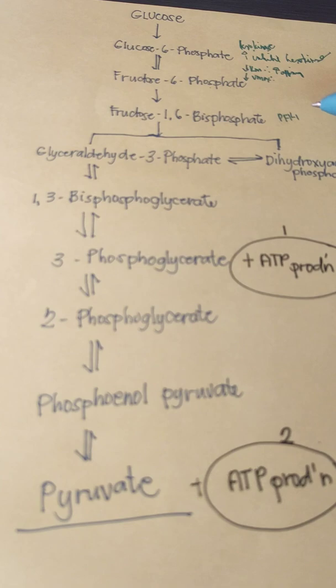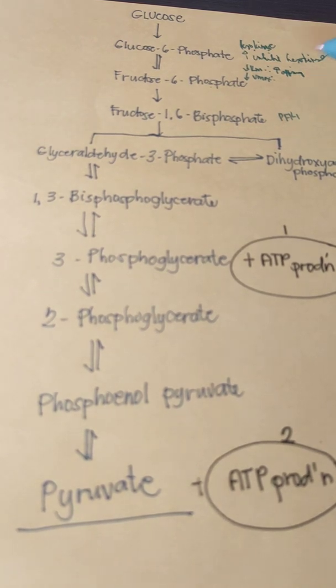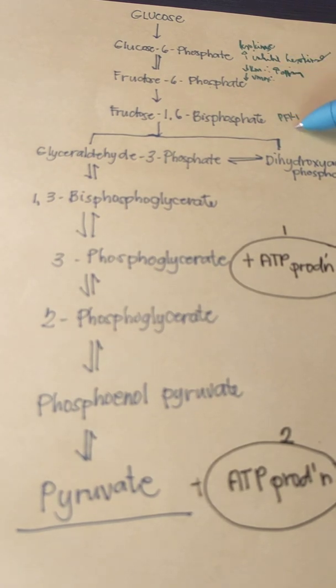Your PFK1, however, is inhibited by an increased level of ATP as well as an increased level of citrate. Okay? Inhibited. So when there is ATP, the PFK1 will recognize that it no longer needs ATP because there is already plenty. So, increased ATP and increased citrate could inhibit the performance of your PFK1.